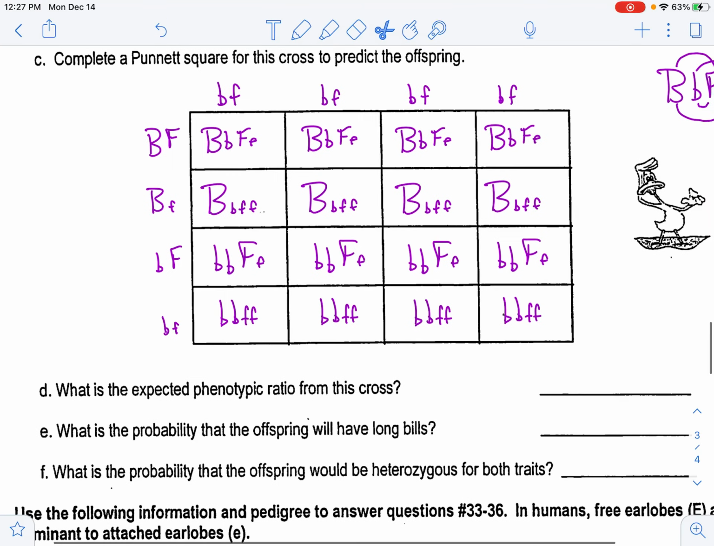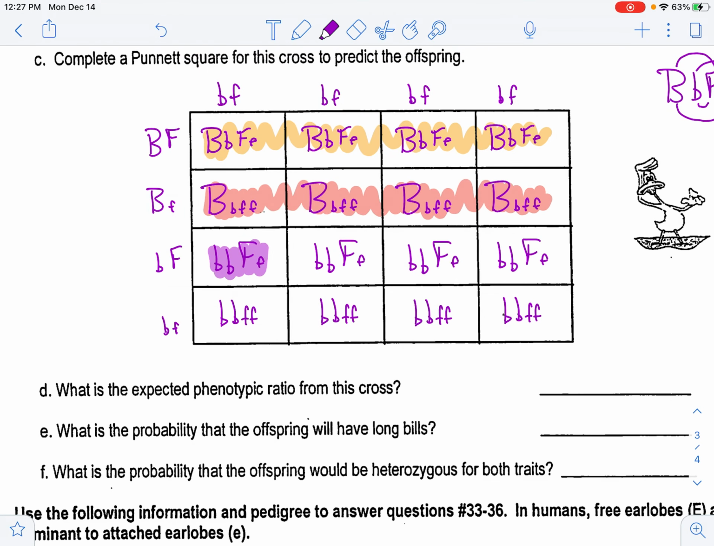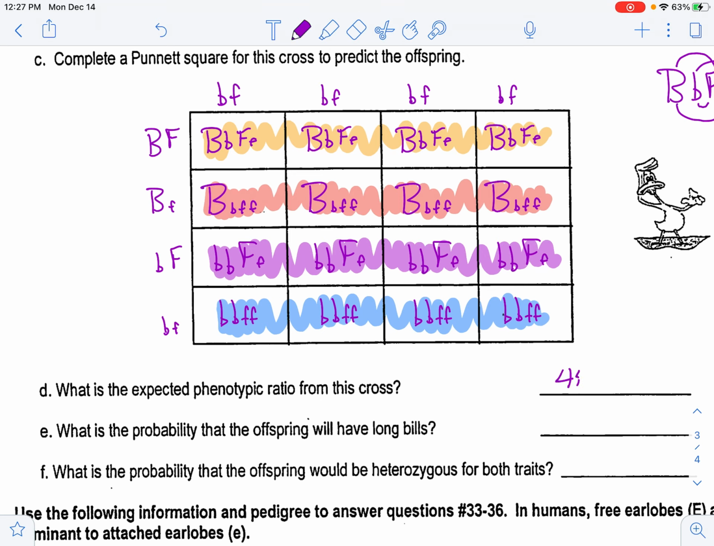All right, now the expected phenotypic ratio from this cross, I'm going to have 4 different types of phenotypes, and they're all equally represented. I'm going to have one type of phenotype that shows both dominant traits, and that's this whole row. So there's 4 of them. I'm going to have one phenotype where I'm just dominant for bill type and recessive for feathers. So that's this row. I'm going to have one that is recessive for bill type and dominant for feathers. So that's this row. And then I'm going to have one that is recessive across the board. So that's this row. So my phenotypic ratio is 4 to 4 to 4 to 4, or you could say 1 to 1 to 1 to 1.